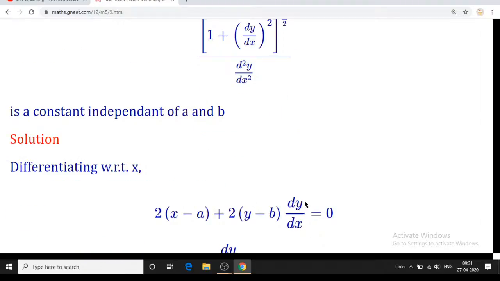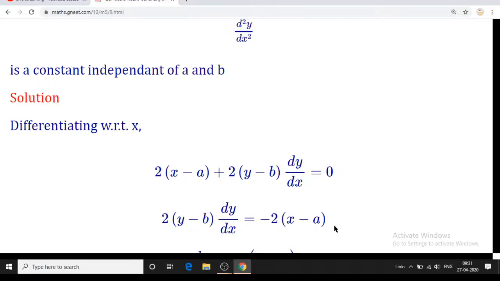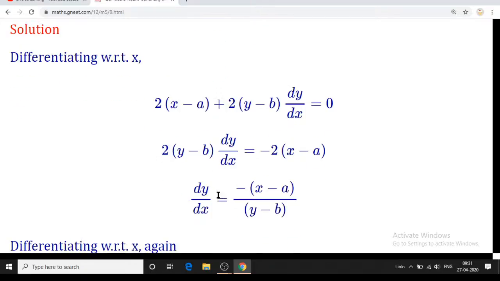यहाँ dy by dx लिखना भूल गए तो आपको dy by dx की वैल्यू ही नहीं मिलेगी, और वो नहीं मिली तो d2y by dx square तो पॉसिबल ही नहीं है. Correct? So pay attention that you have to write dy by dx as well here. Now 2 y minus b dy by dx is minus 2 x minus a. So from that what we get? Dy by dx is minus x minus a upon y minus b. So we have calculated the value of dy by dx.